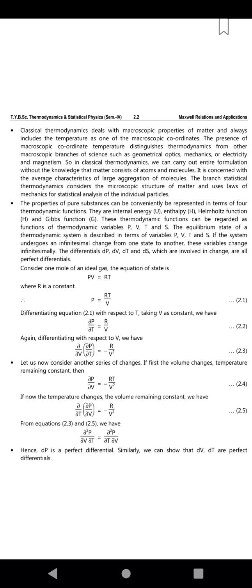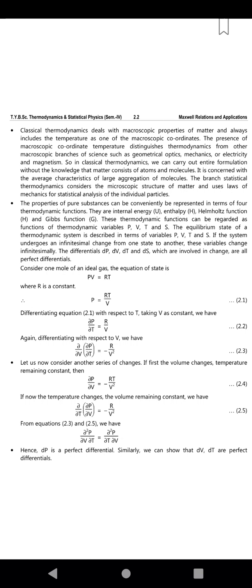Therefore, we get del P upon del T equal to R upon V, because V is constant and the differentiation of T with respect to T is equal to 1. Again, if we differentiate this equation with respect to V by keeping T constant, we get del by del V of del P upon del T equal to minus R upon V square, because the differentiation of 1 upon V is minus 1 upon V square.